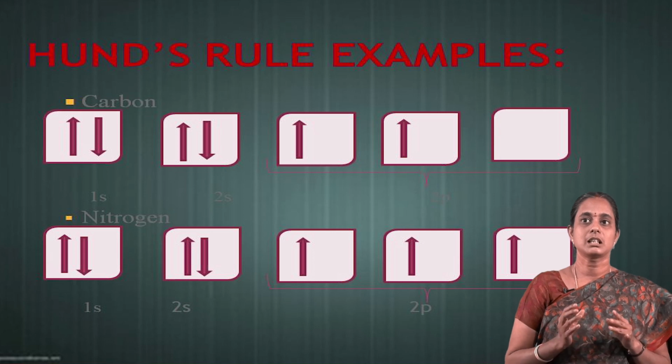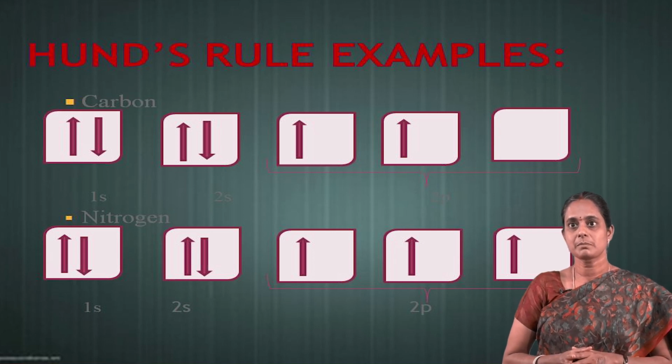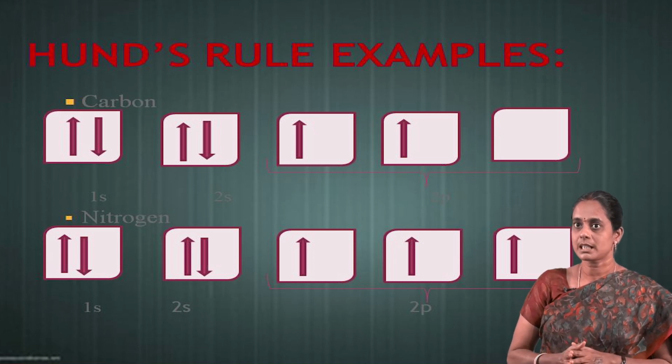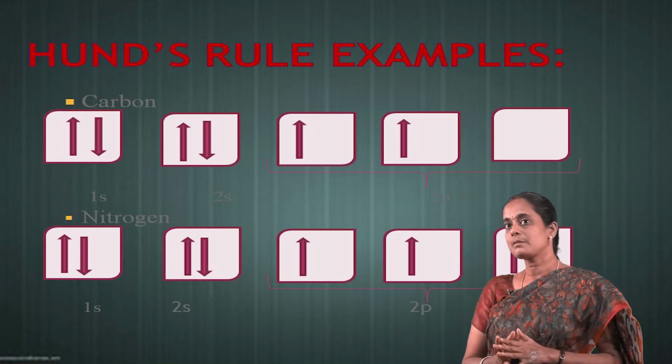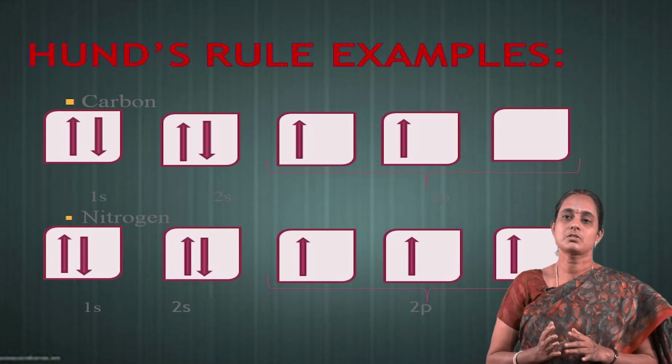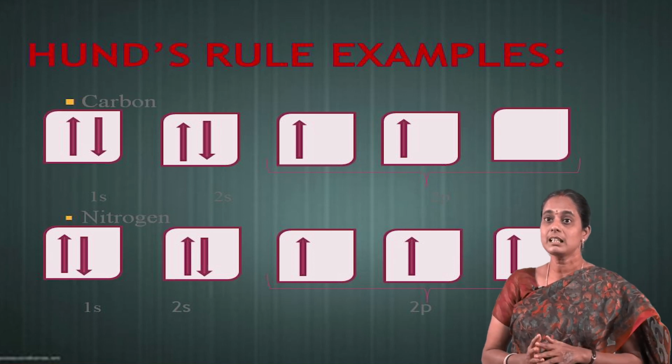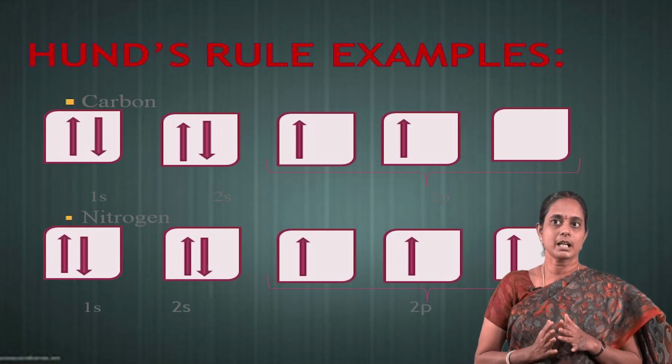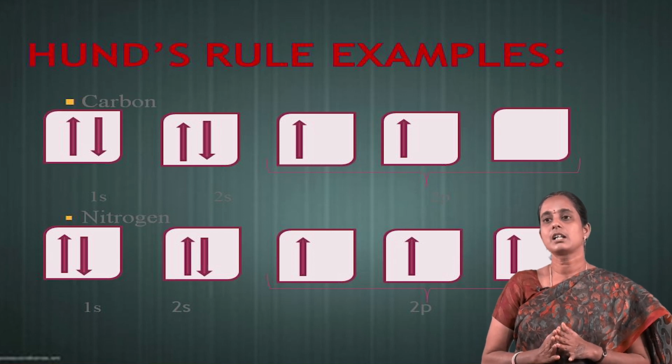Today, we have learned about the quantum numbers, the 4 quantum numbers: principal, azimuthal, magnetic and spin quantum numbers, and also the rules related to them: the Aufbau principle, Pauli exclusion principle and Hund's rule.